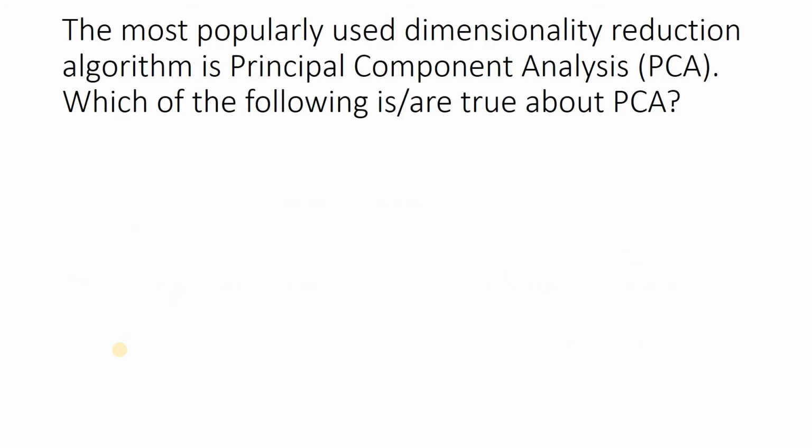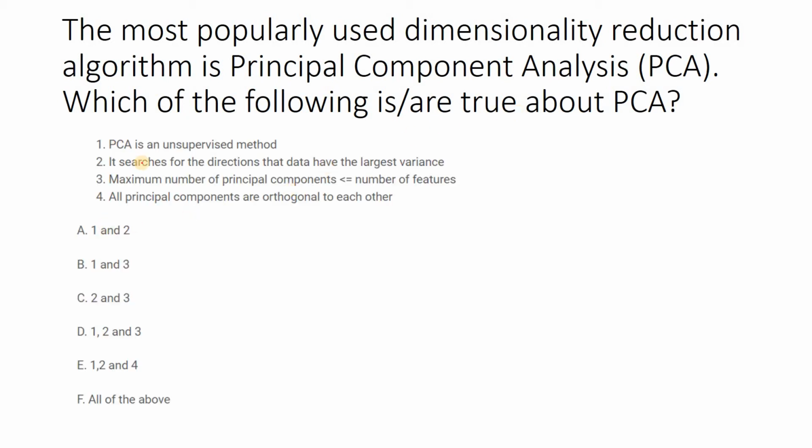The most popularly used dimensionality reduction algorithm is principal component analysis, PCA. Which of the following is or are true about PCA? Okay, and here come your options. Option 1, PCA is an unsupervised method. Option 2, it searches for the direction in which the data has the largest variance. Option 3, the maximum number of principal components is less than or equal to the number of features. Option 4, all principal components are orthogonal to each other.